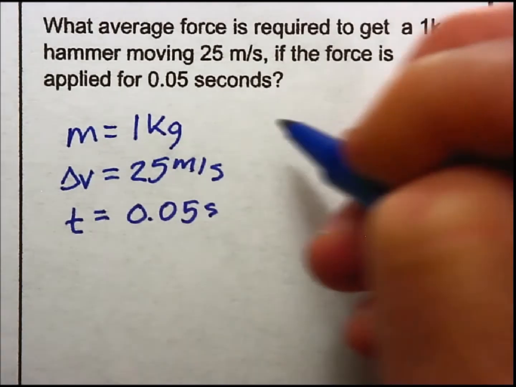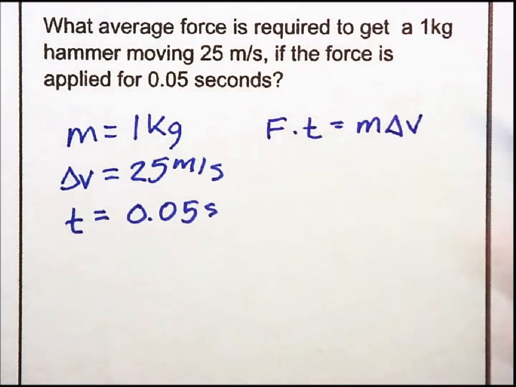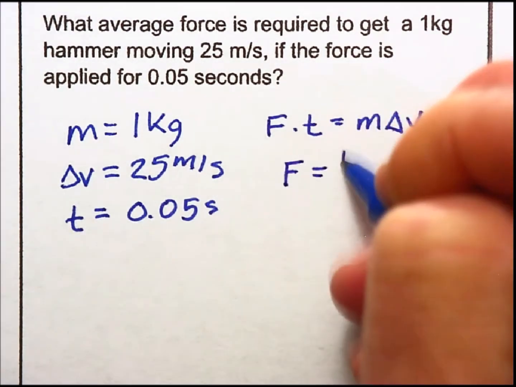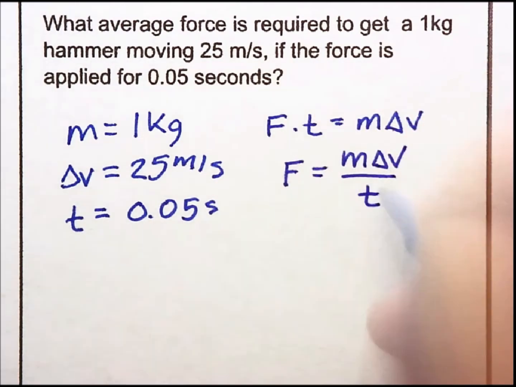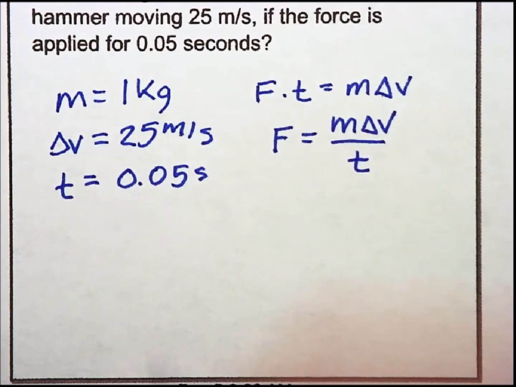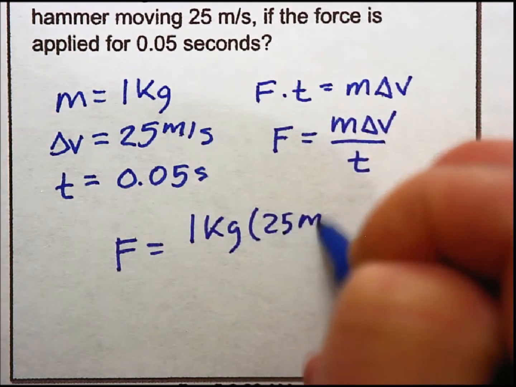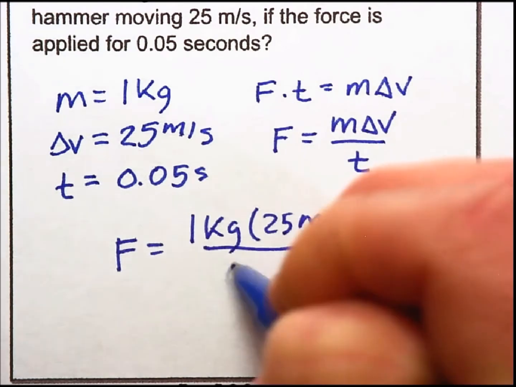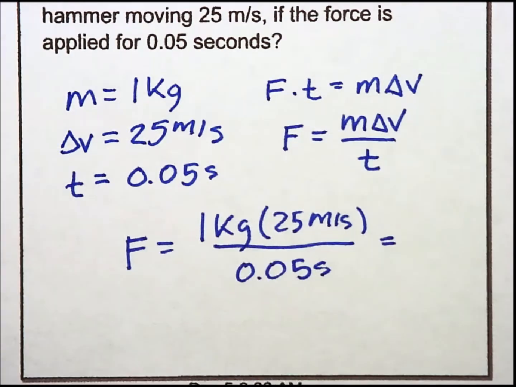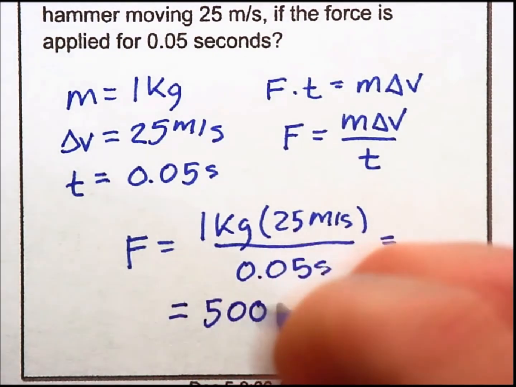If we use the impulse momentum theorem, which says that force times time equals mass times change in velocity, and we simply rearrange this for force, we get this equation: mass times change in velocity over time. And I have all those numbers right there. I can just plug those numbers into the equation, and I can solve for what the force is. So 1 kilogram times 25 meters per second divided by 0.05 seconds. And when I do that on my calculator, I'll get 500 newtons. So the answer to this problem is 500 newtons.